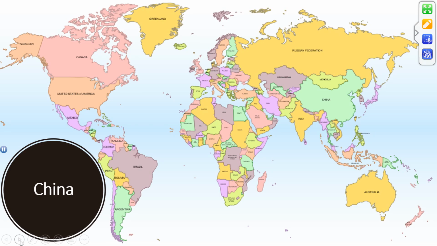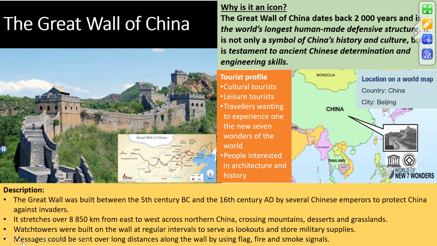Our next country that we will be visiting in today's lesson is China, and there is China on the map. And we will be taking a look at the Great Wall of China. Look at the right-hand side of your screen in the middle. There you will see the location of the Great Wall on a world map, and the city closest to it is Beijing. Now, the Great Wall of China dates back roughly 2,000 years.